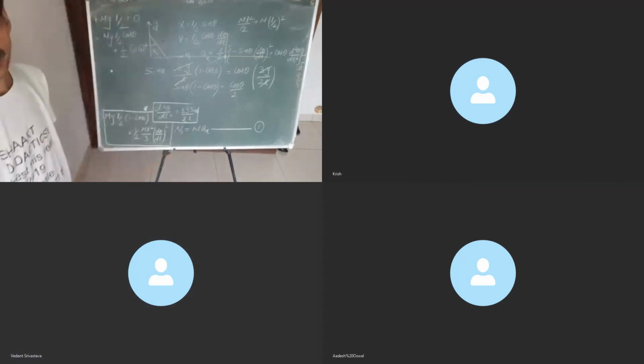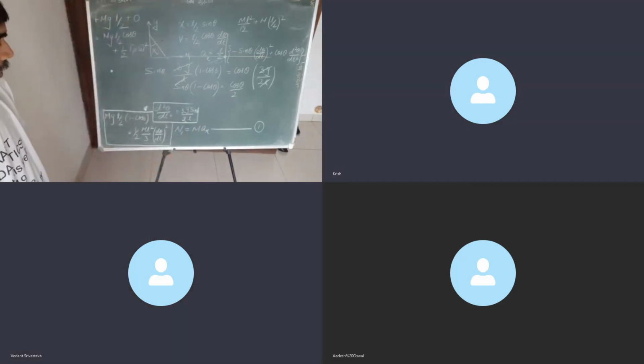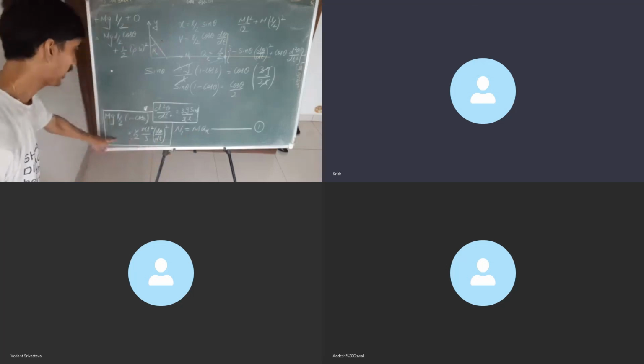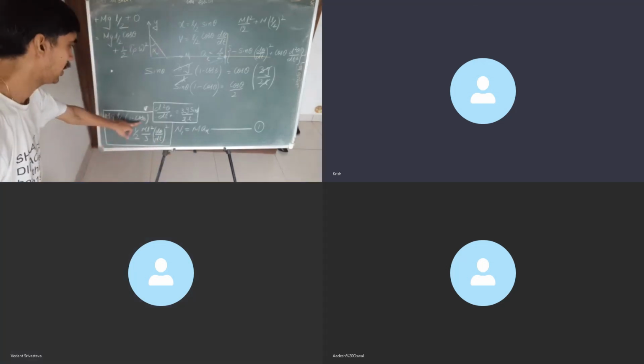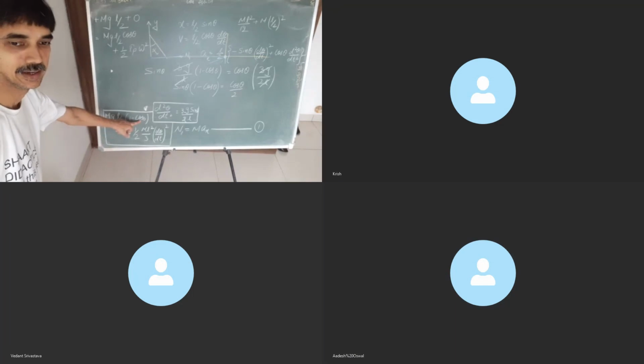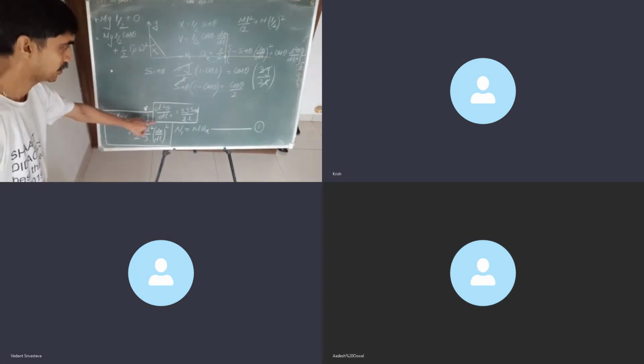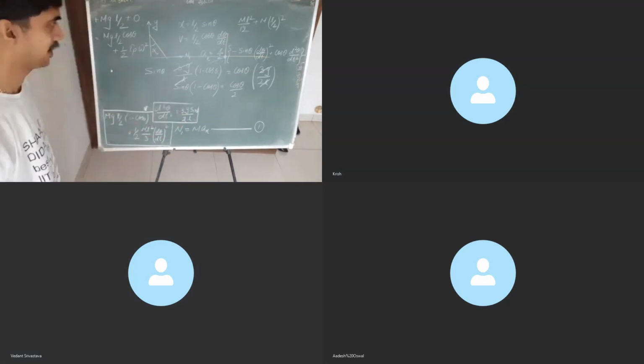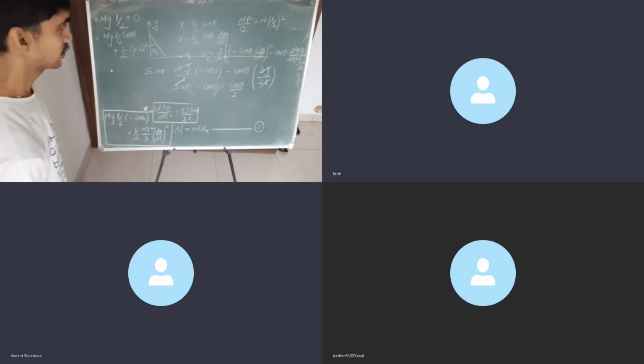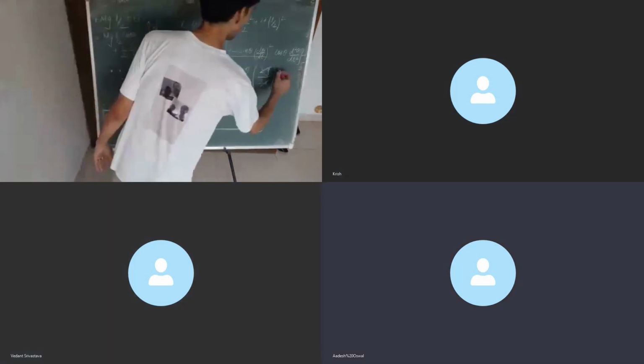Check. Differentiate this here, you will be getting this as 0 and this will be sin theta into d theta by dt. You get sin theta. Yes, sir, I got it. Correct?